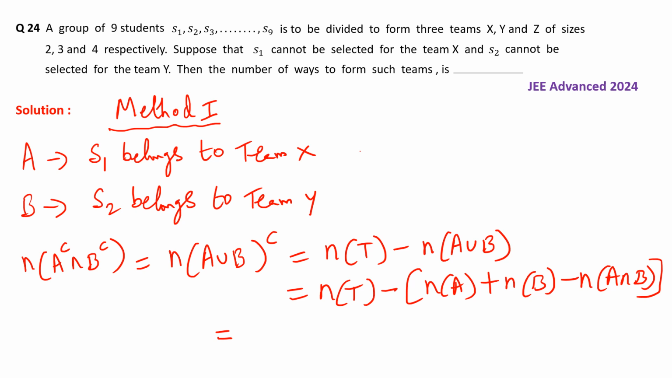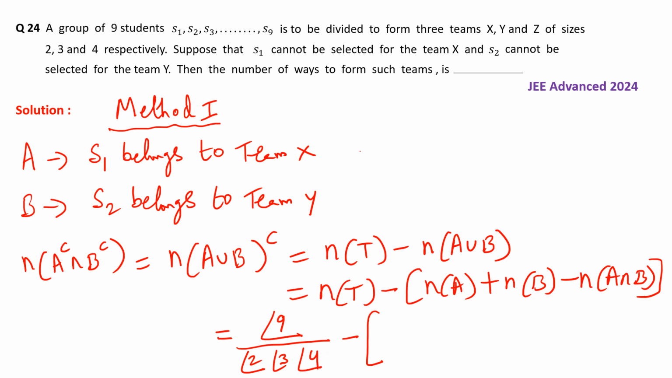What is NT? To find NT, we have to divide 9 students in 3 groups X, Y and Z such that the first group has 2 students, second group has 3 students and the third group has 4 students. So it can be done in factorial 9 divided upon factorial 2 into factorial 3 into factorial 4.